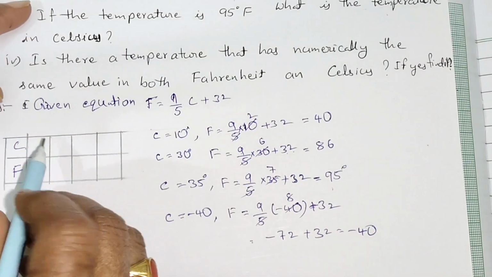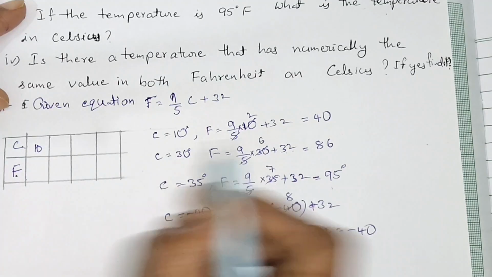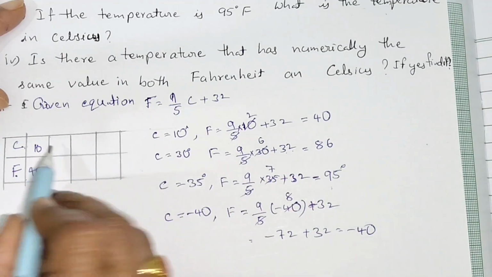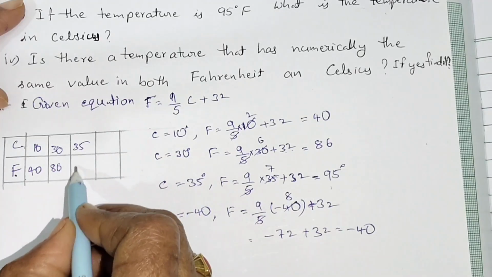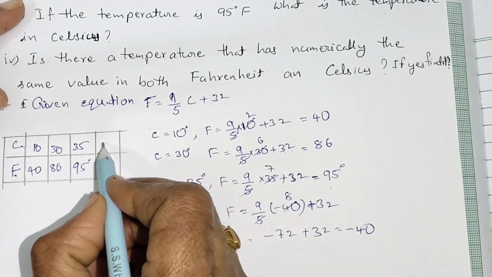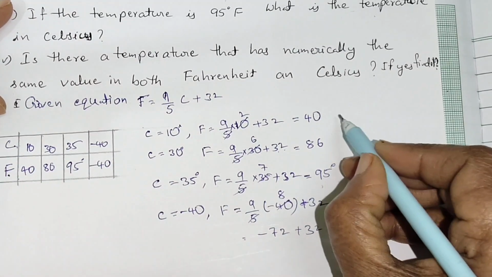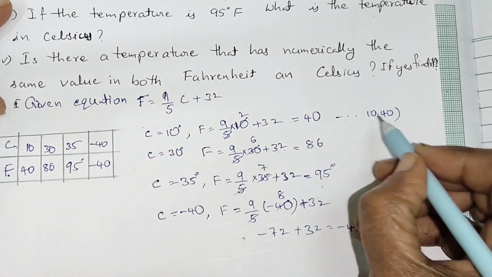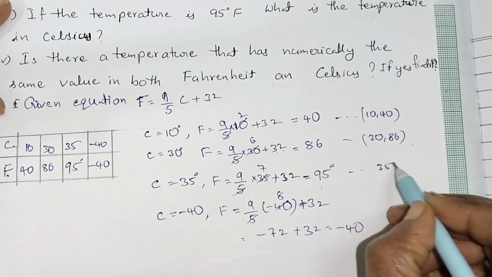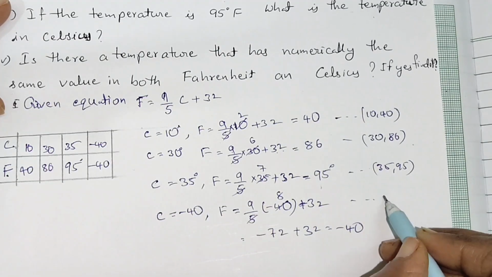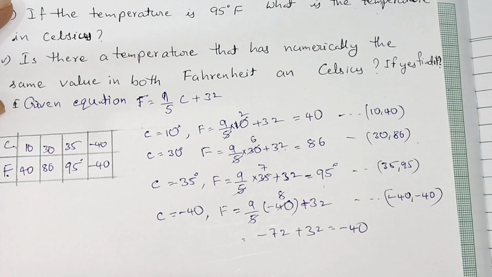So now we write the points, Celsius and Fahrenheit. Here we take 10, and 10 means here 40. Next Celsius is 30, and 30 means here 86. Next Celsius is 35, here 95. Next Celsius is minus 40, Fahrenheit minus 40. So we use these points. Here we write the points: 10 comma 40, 30 comma 86, 35 comma 95, and minus 40 comma minus 40. So we use these points and draw the line.